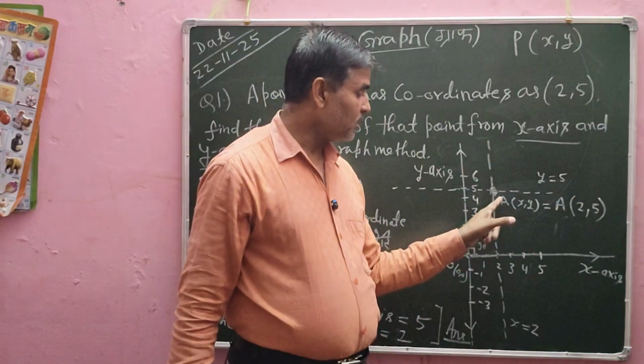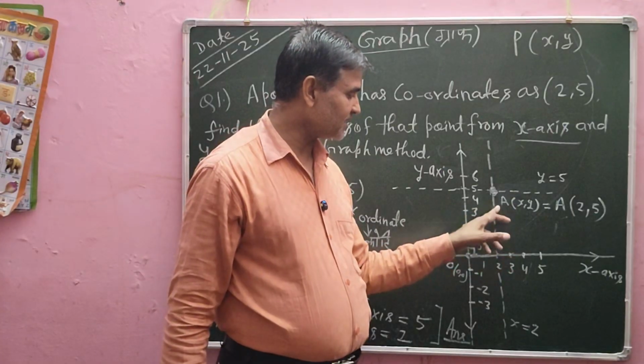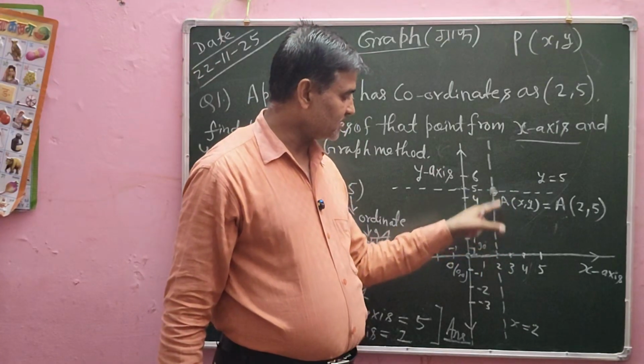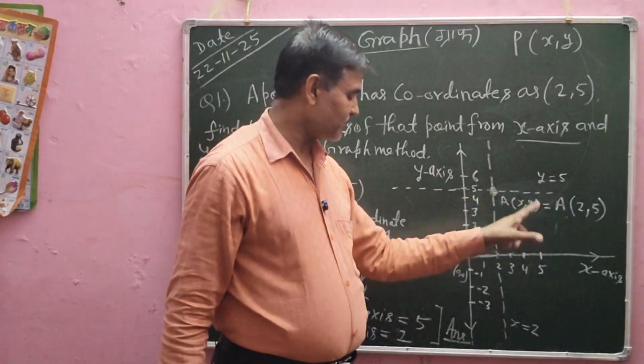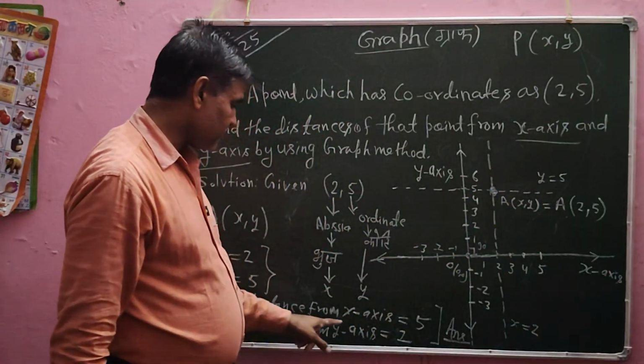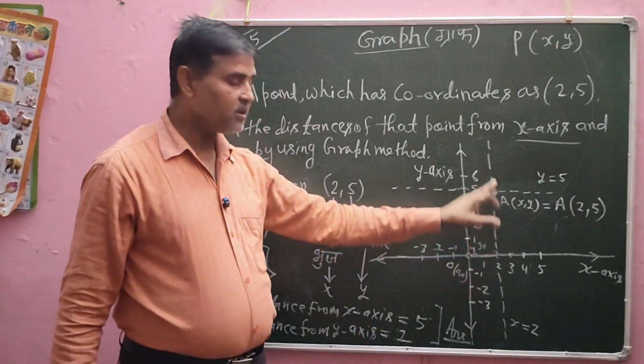Now we have to write the distance of this point from the x-axis. So from the x-axis I have to calculate this distance. This is the length of y, so I have written the distance from the x-axis, that is 5. That is also available in the diagram.